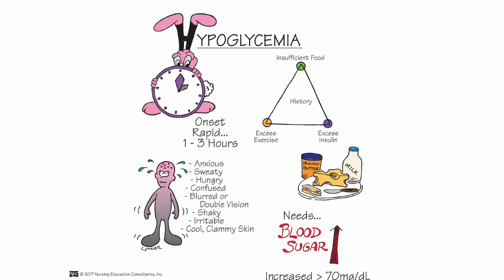It can be caused by excessive exercise, an excess of insulin, or insufficient food. All those things can cause you to have low blood sugar. The onset is usually rapid, within 1 to 3 hours. You need sugar for your blood, like it's in food, and your blood sugar is going to be less than 70 milligrams per deciliter. And then you've got your signs and symptoms here again.